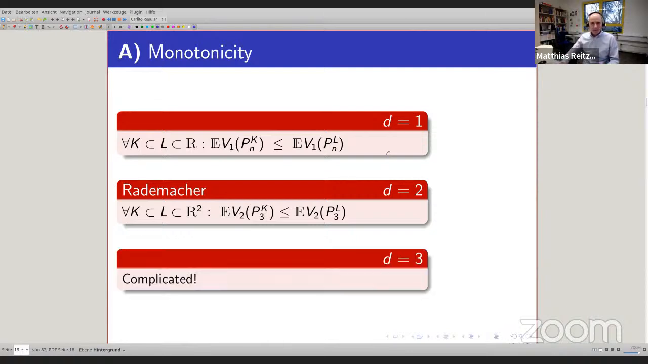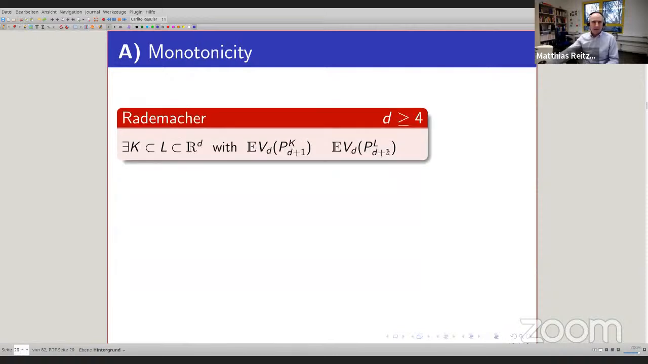And then the three-dimensional case turns out to be complicated. This is not trivial. And then to my big surprise, Luis Rademacher some years ago computed the four-dimensional case, and it turned out that in dimension 4, this is wrong. So in dimension 4, there are cases where you start with a small set, you increase your set to a bigger set, but your random polytope is decreasing in the same set.